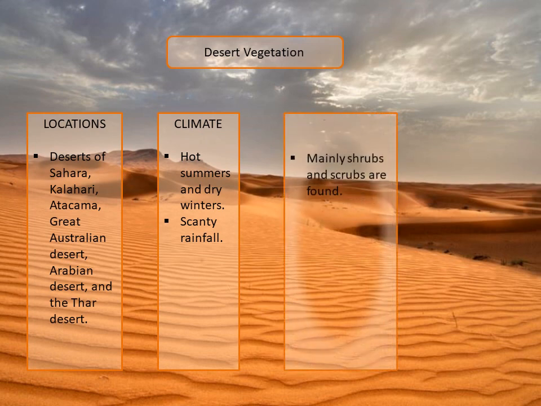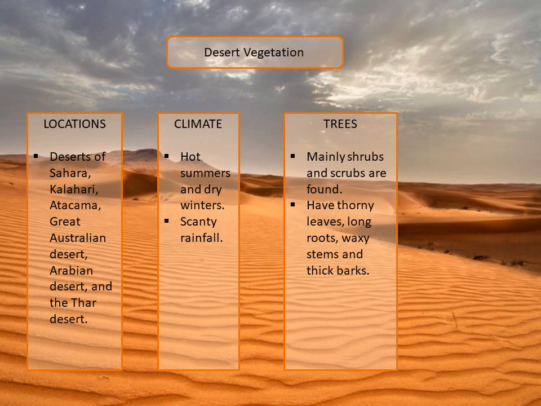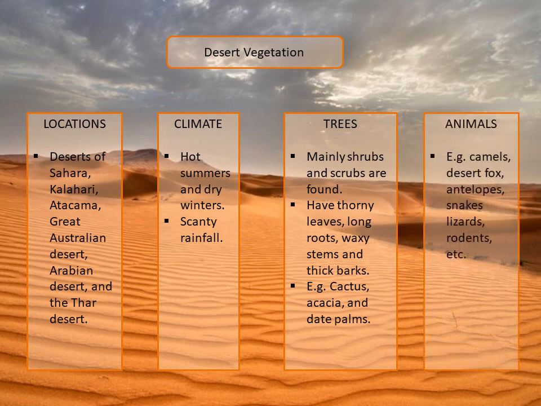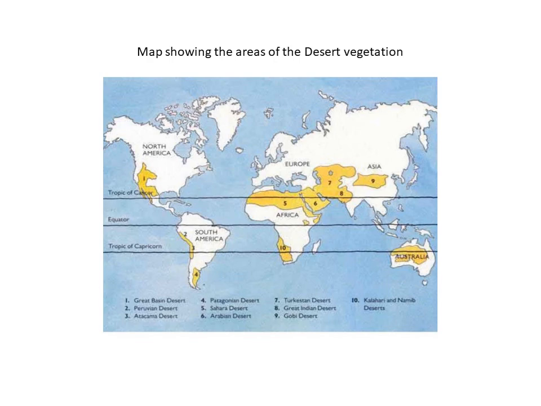Mainly shrubs and scrubs are found here. Most of the bushes have thorny leaves, long roots, waxy stems and thick barks. All these features help them to adapt in hot and dry conditions. Cactus, acacia and date palms are found here. Main animals found here are camels, desert fox, antelopes, snakes, lizards, rodents, etc. Map showing the areas of the desert vegetation.